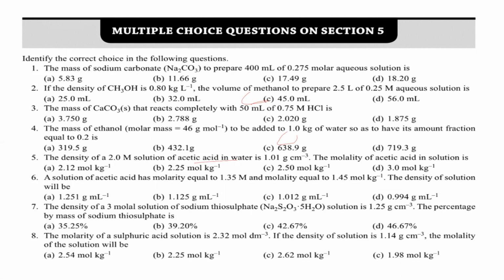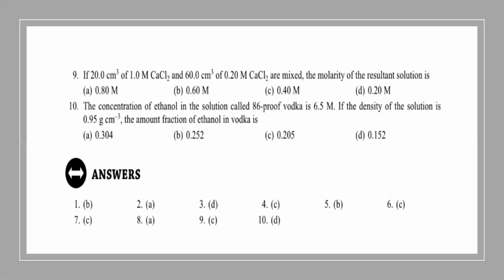A solution of acetic acid has molarity equal to 1.35 molar and molality equal to 1.45 moles per kg. Find the density of the solution. Since they are given molarity as well as molality and they are asking us to find density of the solution, from molarity we can find the weight of solute, and from molality we can find the weight of solvent, and by using this we can find the density of the solution. And you can see the options here.